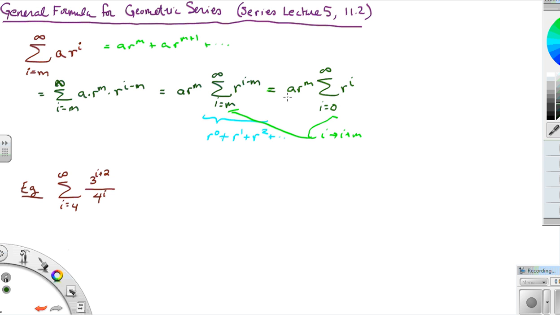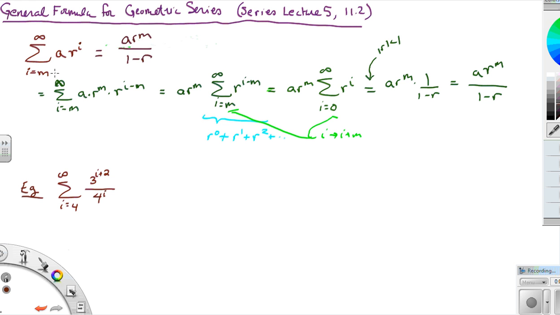Now it's in the right form, assuming the absolute value of r is less than 1. That's going to be a r to the m times 1 over 1 minus r, which is a r to the m over 1 minus r. So in other words, we've come up with a formula here. This is equal to a r to the m over 1 minus r, where m is the lower index of the summation and a is the constant being multiplied by that.